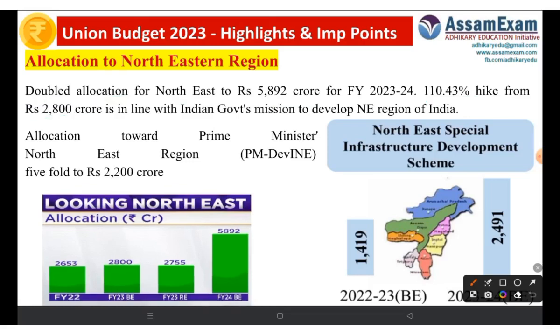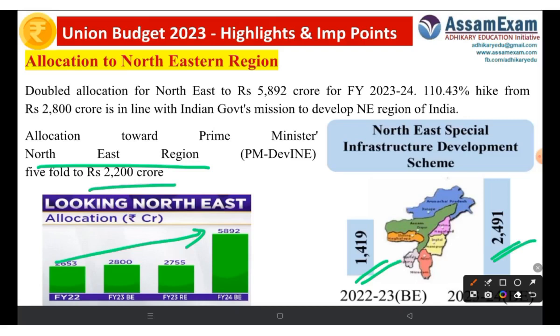Then allocation toward the Prime Minister's Development Initiative for the Northeast region is also increased to 2,200 crore. If you see in the graph, there is an increasing trend in the allocation of funds toward the Northeast region. And in the Northeast Special Infrastructure Development Scheme also, last year the fund allocation was 1,400, and this year it is more than 2,400 crore. This increase in allocation has also become more significant as 3 states of the Northeast, that is Tripura, Meghalaya and Nagaland, are going for elections this year.